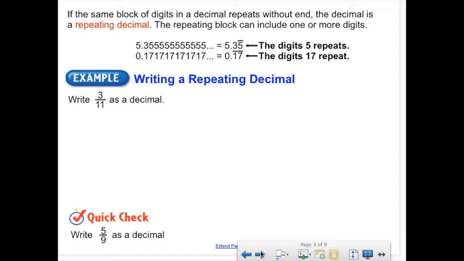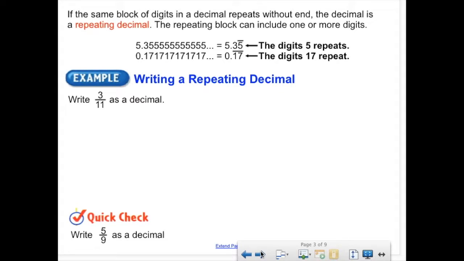In this case, we don't need to write 17, 17, 17. You don't need to write that out. We can just say 0.17 and put a repeating bar above the 17. If I made a stamp of this 17, I can make the rest of the number by stamping 17. Just like the 5, I can just write 5.3 and keep stamping 5s. 5 is the part that I would put the bar above.